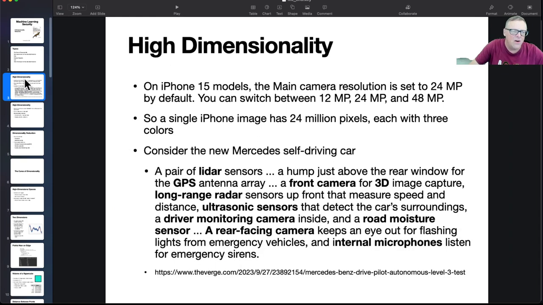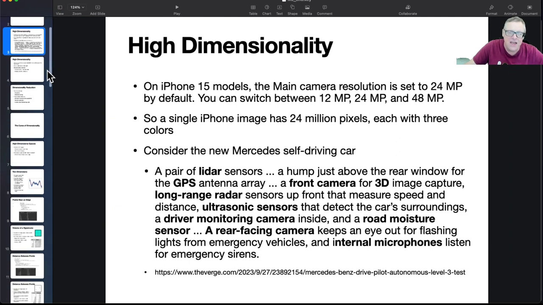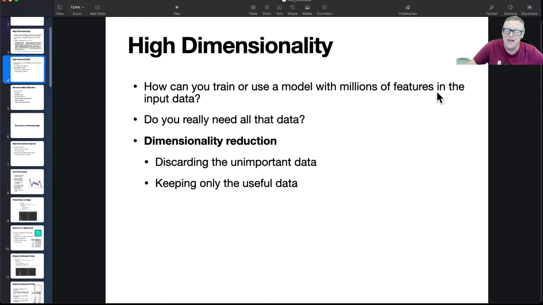Okay. All right, so high dimensionality is the problem these days. Nowadays, cameras have ridiculous resolution, like 24 megapixels. So that means an iPhone image has 24 million pixels, each with three colors. If you're trying to do something like a self-driving car, it's got LiDAR sensors, a GPS, a front camera, a long-range radar, a 3D image capture, so it must be a pair of cameras, a driver monitoring camera, road moisture, internal microphones, all that data is coming in. That's a lot of dimensions. The images themselves are millions of pixels. So you do have machine learning models working on data in a ridiculously high number of dimensions. And as we're going to see, that is really hard.